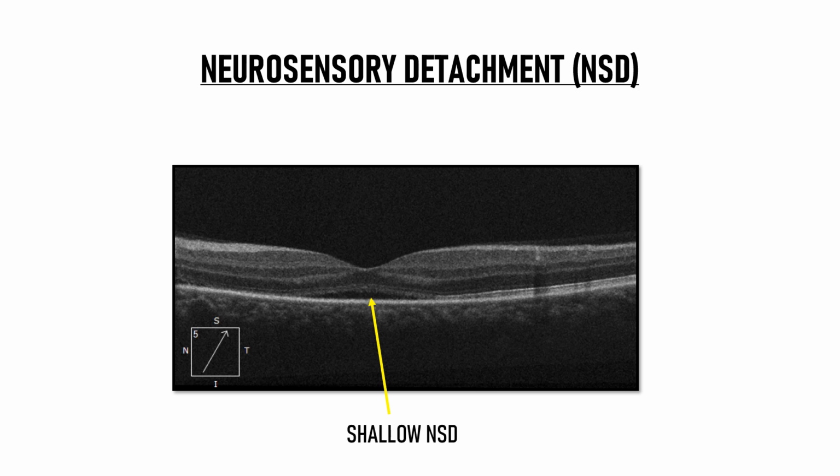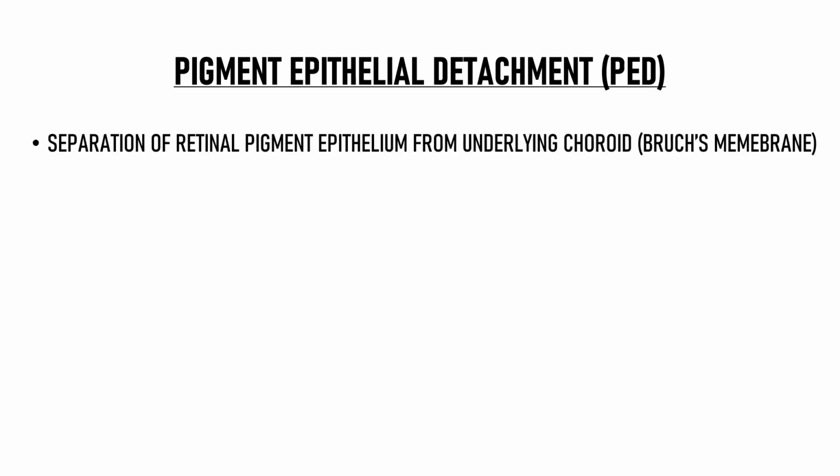Now let's talk about pigment epithelial detachment or PED. As the name suggests, PED refers to the separation of the retinal pigment epithelium. And what does it separate from? It separates from the underlying choroid, specifically the Bruch's membrane of choroid that lies underneath it.